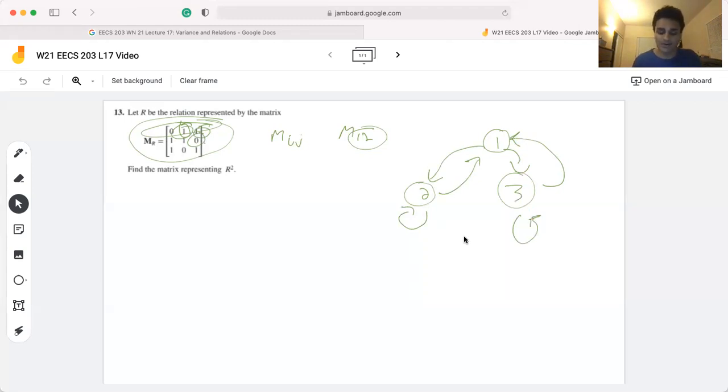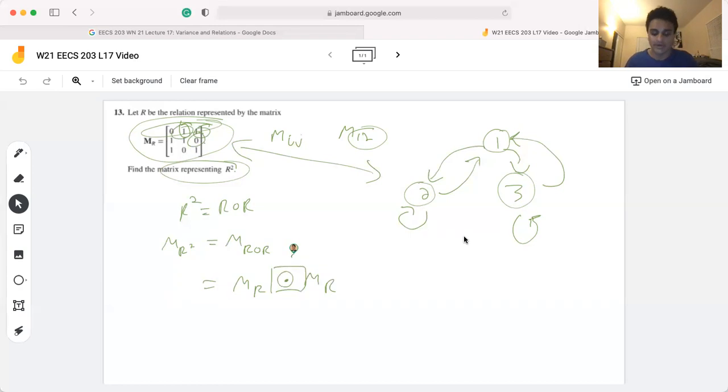And for reference, these two are identical. Now the question's asking us to find the matrix representing R2. Well, we know R2 is the composition of R with itself. In order to determine M of R2, we're going to determine M of R composed with itself. Essentially what we're going to be doing is called a Boolean matrix product. So we're going to do MR, and this operator right here is a Boolean matrix operator. So it's the Boolean product.